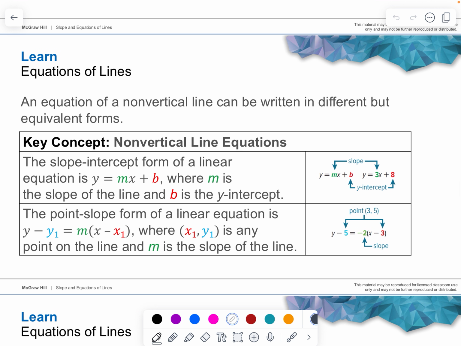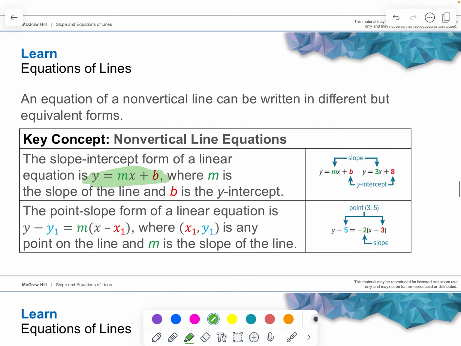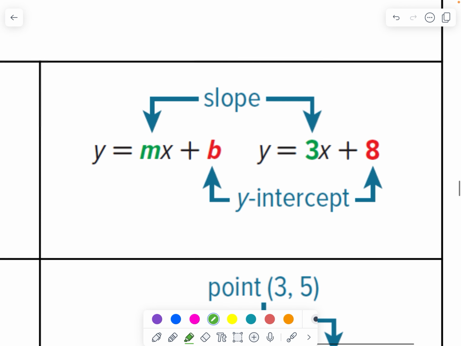The first one that we have on your page 17 is y equals mx plus b. I've written it really big on your notes, where m is the slope of the line and b is the y-intercept. They show it to you in two different ways over there, the equation here, and then they give you an example.